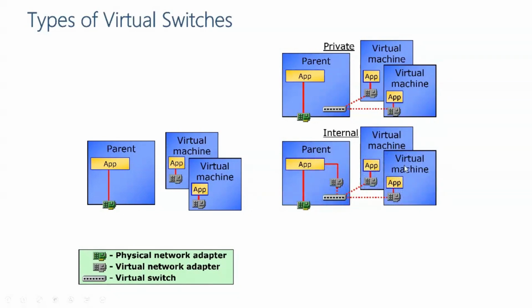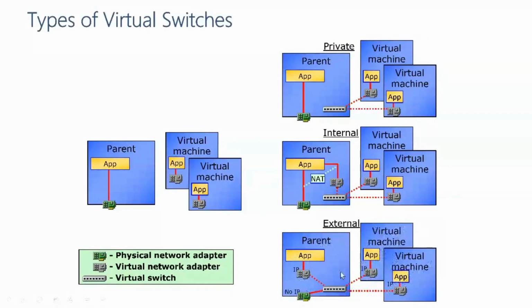We can create an internal virtual switch. In this case, all the virtual machines can also access it, but the parent can also access it. The parent gets a virtual adapter that's connected to that virtual switch. That's the difference between private and internal. And then we can use NAT, network address translation, to give it access to the physical network as well. But you know that NAT is an extra layer, isn't it? You cannot access it directly from outside to in, it's really for inside to out. Whereas with private, there's no way of going out.